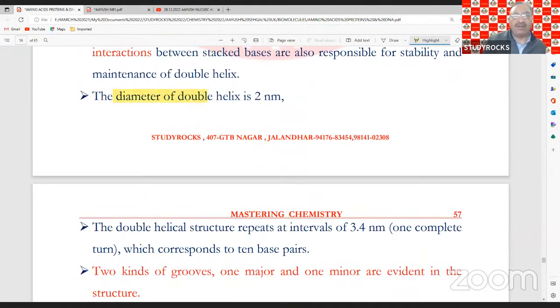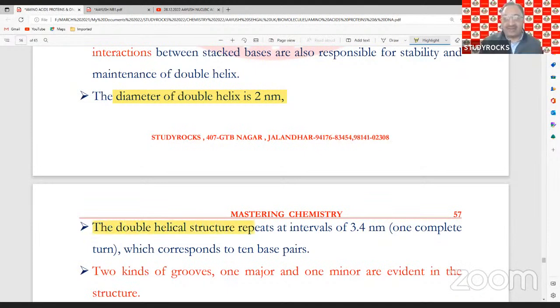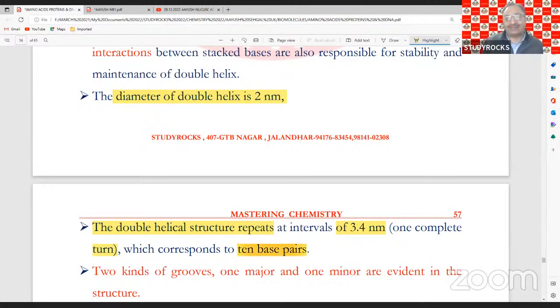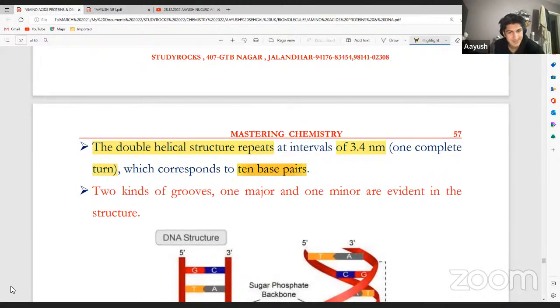The diameter of the double helix is 2 nanometer, because these are factual questions. The double helical structure repeats itself at an interval of 3.4 nanometers. That means one complete turn is of 3.4 nanometer, which corresponds to 10 base pairs. Now it becomes just bio class, just factual things. In bio, you remember all this. It's memory based now.